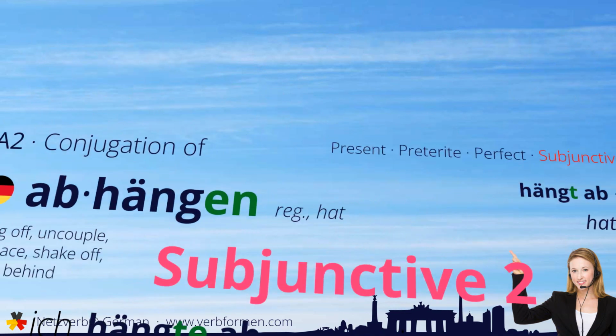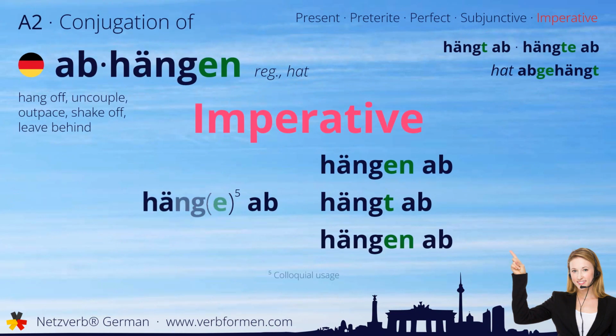And finally, we'll cover the imperative. Hänge ab du. Hängen ab wir. Hängt ab ihr. Hängen ab sie.